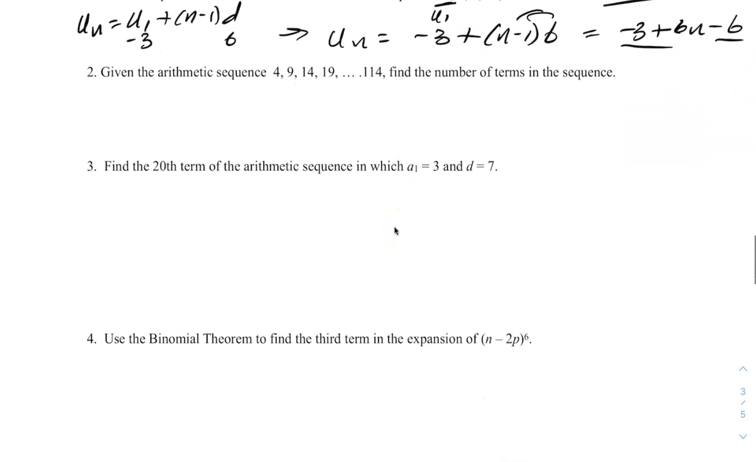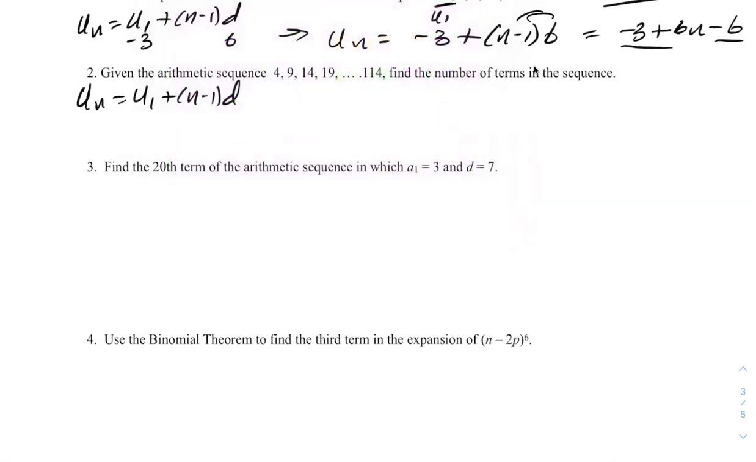Next one, given the arithmetic sequence 4, 9, 14, 19, up to 114, find the number of terms in the sequence. So we're just going to go back to our formula. Now we have more things. We still have u1, and the common difference is 5. And now we have un. We're trying to find n, but I have everything else. So I know this is 114, this is 4, and this is 5.